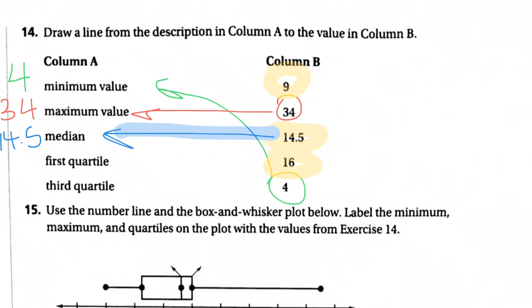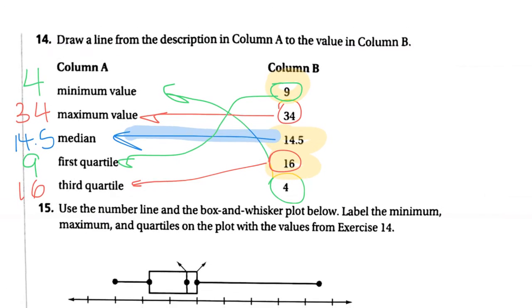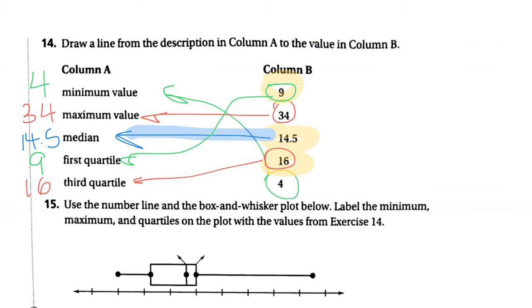That first quartile then is going to be less than the median, so that has to be number 9. That's my first quartile. And then my third quartile has to be larger than the median, so that's going to be 16. So if we look here, we have a minimum value of 4, a maximum value of 34, 14.5 is the median, the first quartile is 9, and the third quartile is 16.